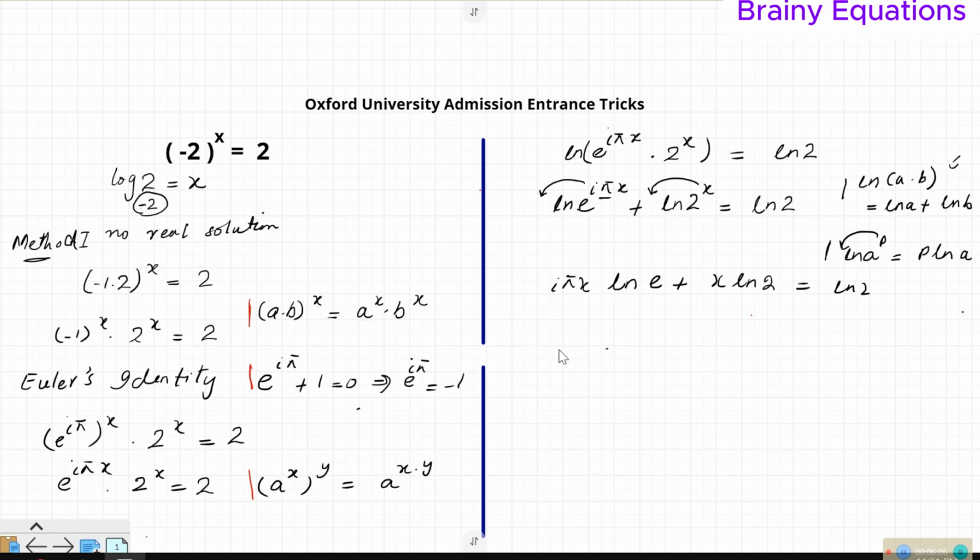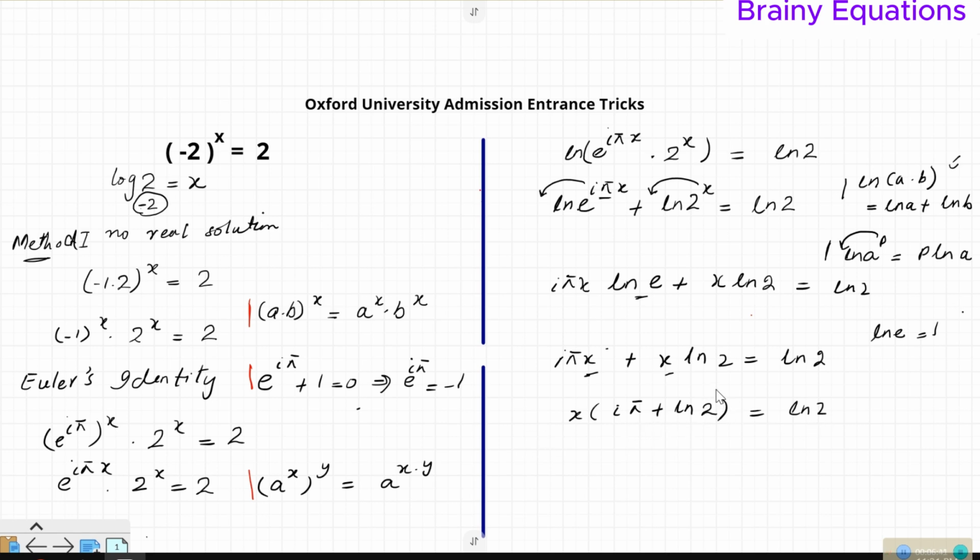What we will do here, we know that ln of e is equal to 1. So we can write in the next step i pi x plus x ln 2 is equal to ln 2. Here we can factor x easily, take x as common, and we will get x times (i pi plus ln 2) is equal to ln of 2.